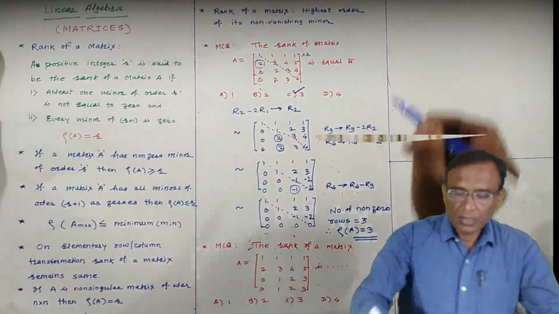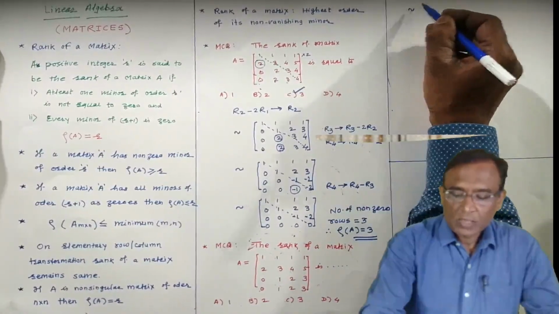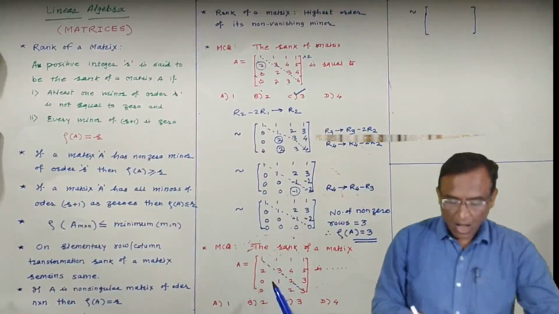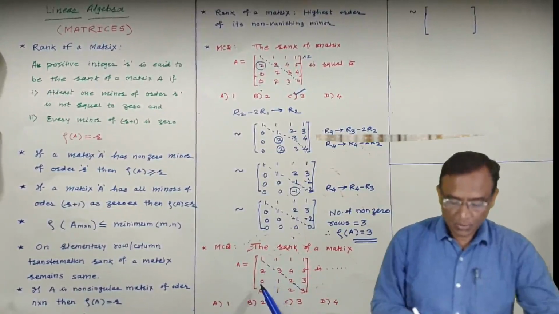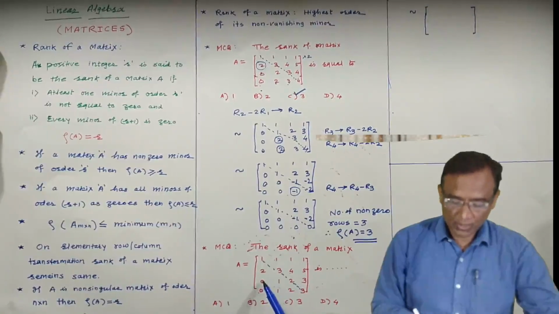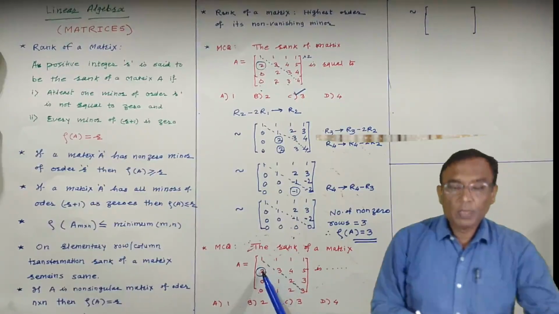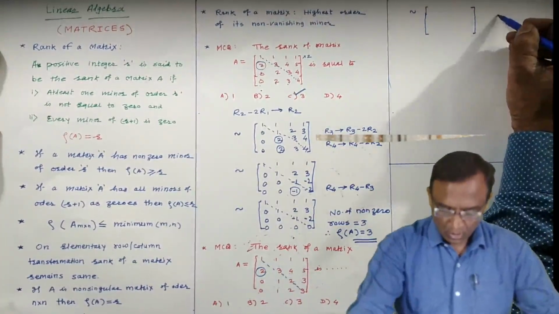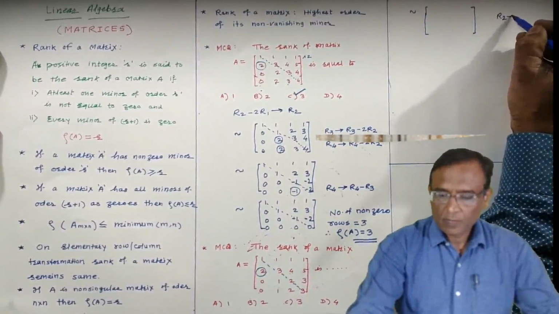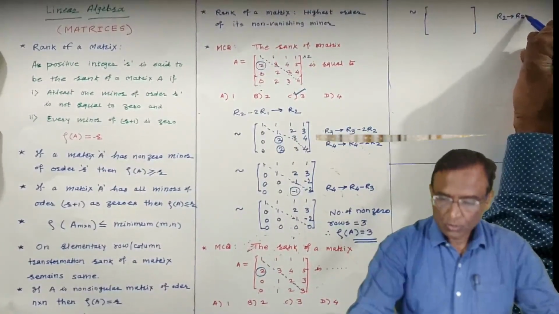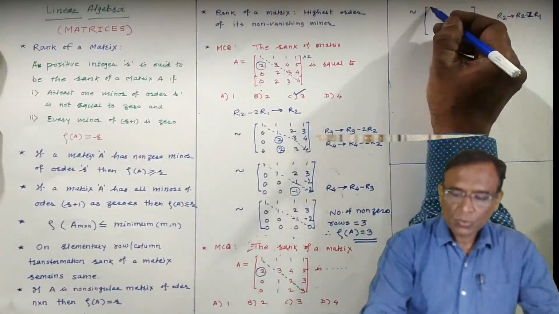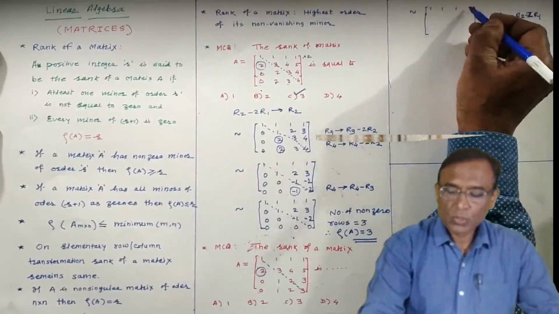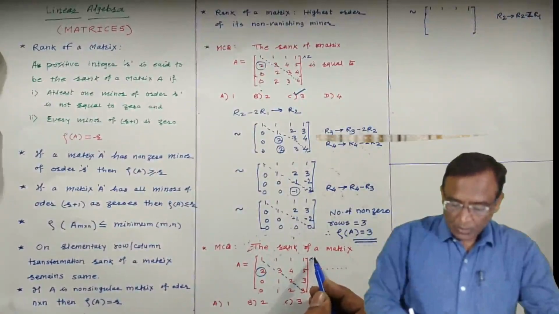Some options are given. Now this matrix here, this is the diagonal. I want 0 at this place because at these two places 0 is already there. I want 0 at this place. So in order to bring 0 here, first column below diagonal element, I have to make use of the first row. So what I am going to do, R2 gives R2 minus 2R1. The first row I am writing as it is because this row is being used. Multiply this by 2 and subtract.